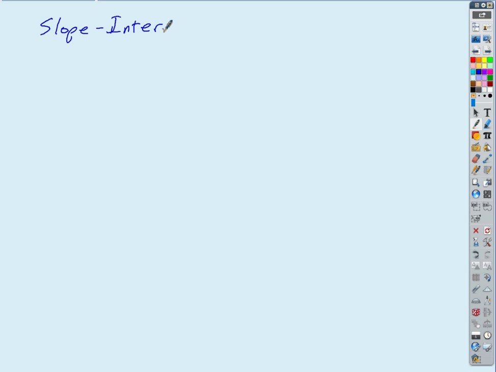Almost got virtual ink on it. So slope-intercept form, what's that? Y equals mx plus b. And what's m? What's the meaning of m? Slope. What's the meaning of b? Y-intercept, good, okay. So we got the slope-intercept form.